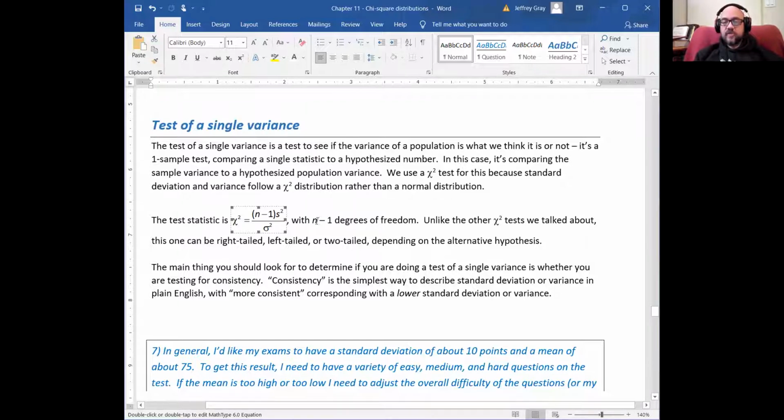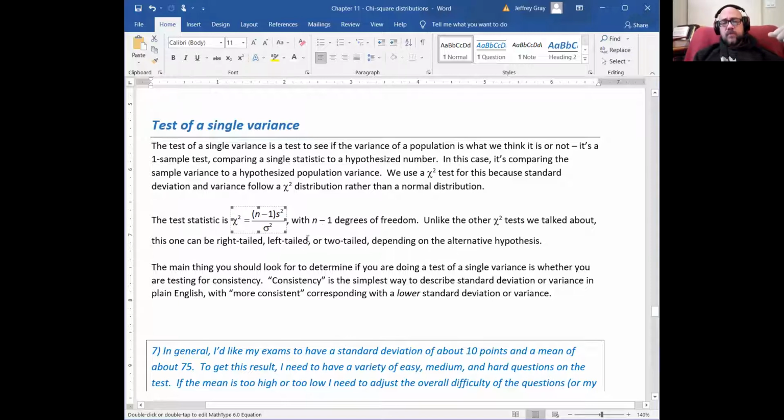I don't really want to say too much more about that other than this. It's got n-1 degrees of freedom, so you can get a lot more degrees of freedom in a test like this than we will in most of the chi-square tests involving tables, right? Those are going to be 10, 15 degrees of freedom. This can easily be hundreds. And unlike the other ones, this can be right-tailed, left-tailed, or two-tailed, depending on what your alternative hypothesis is.